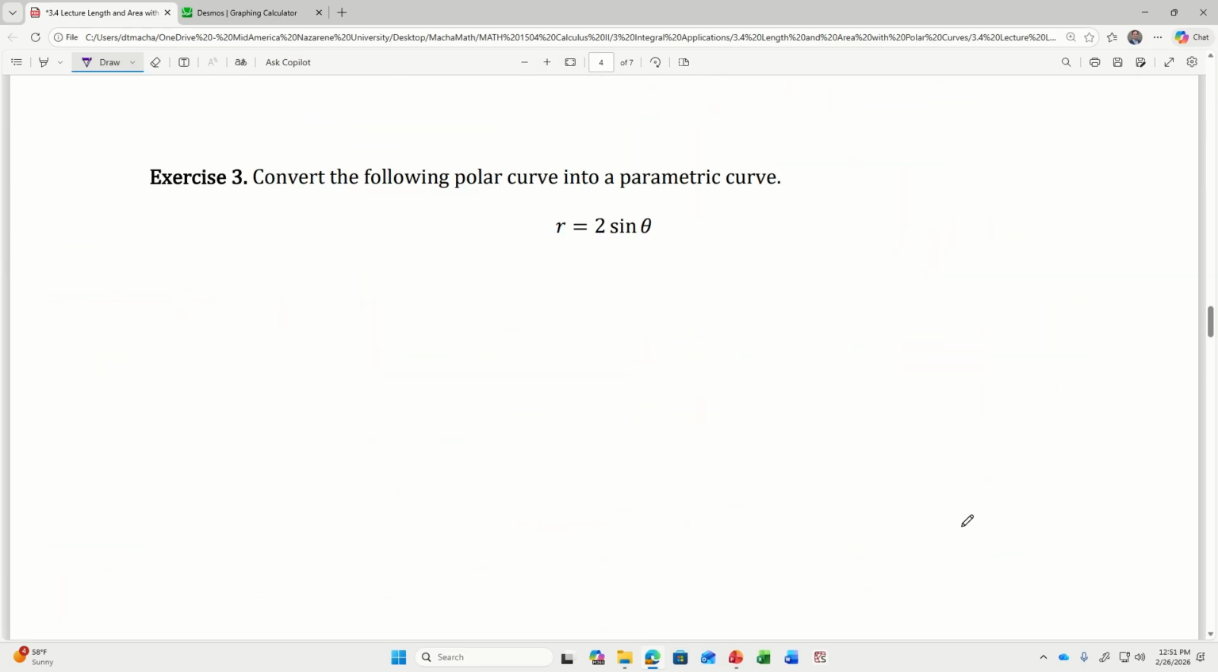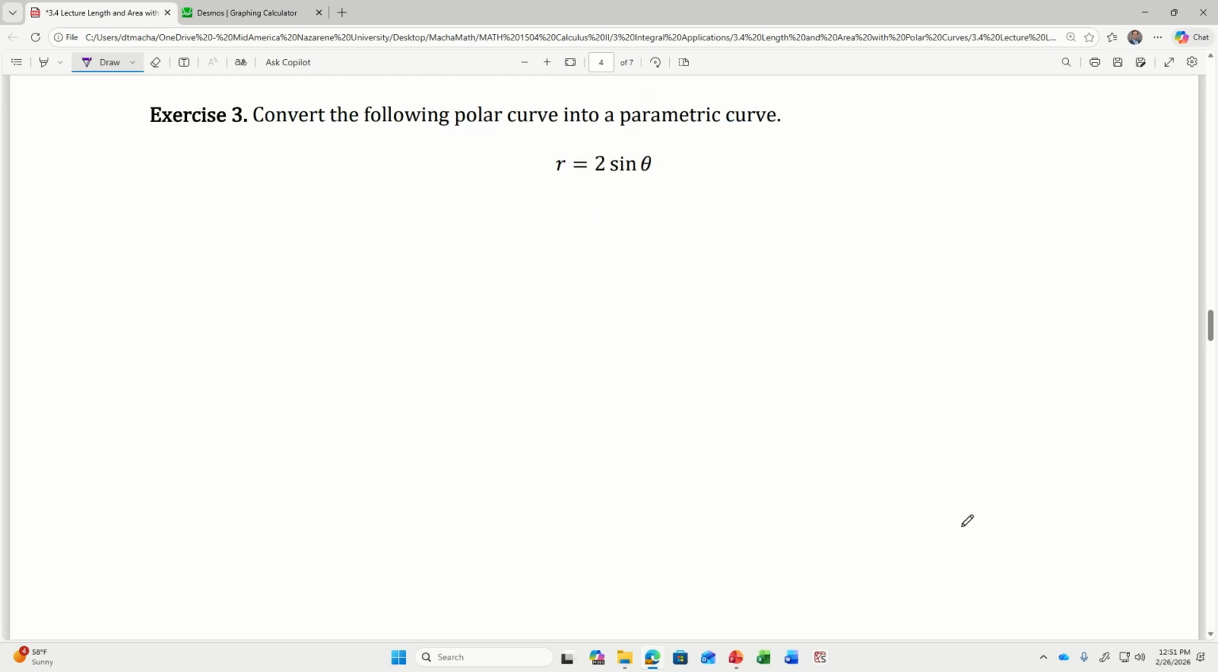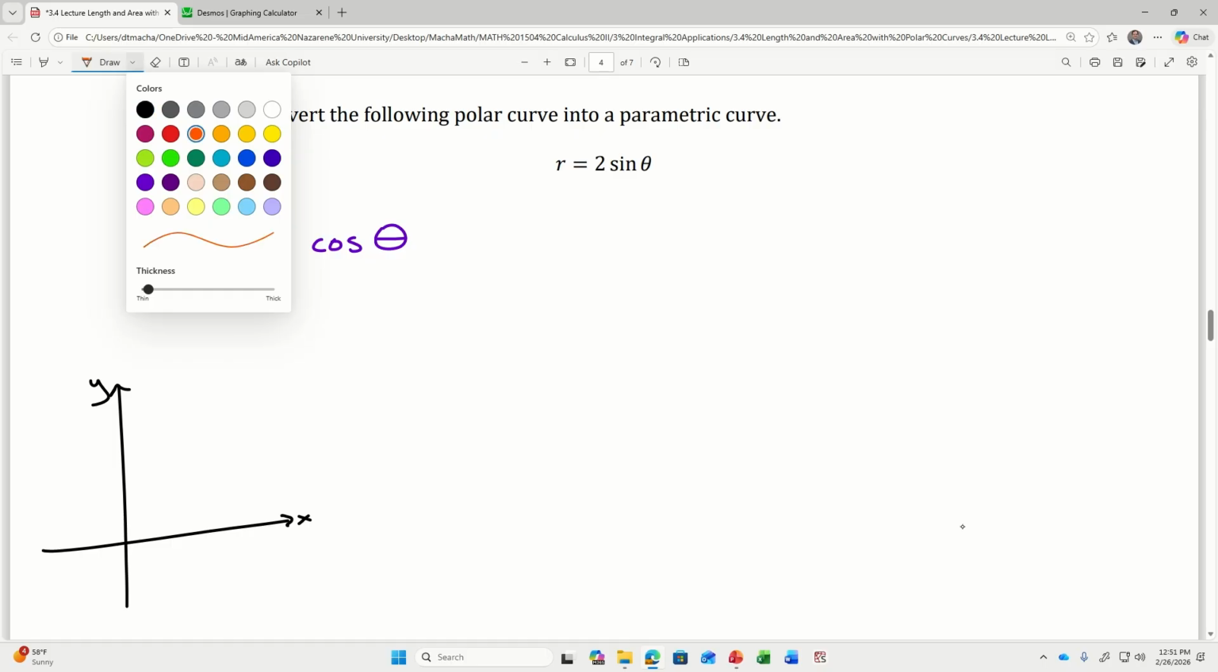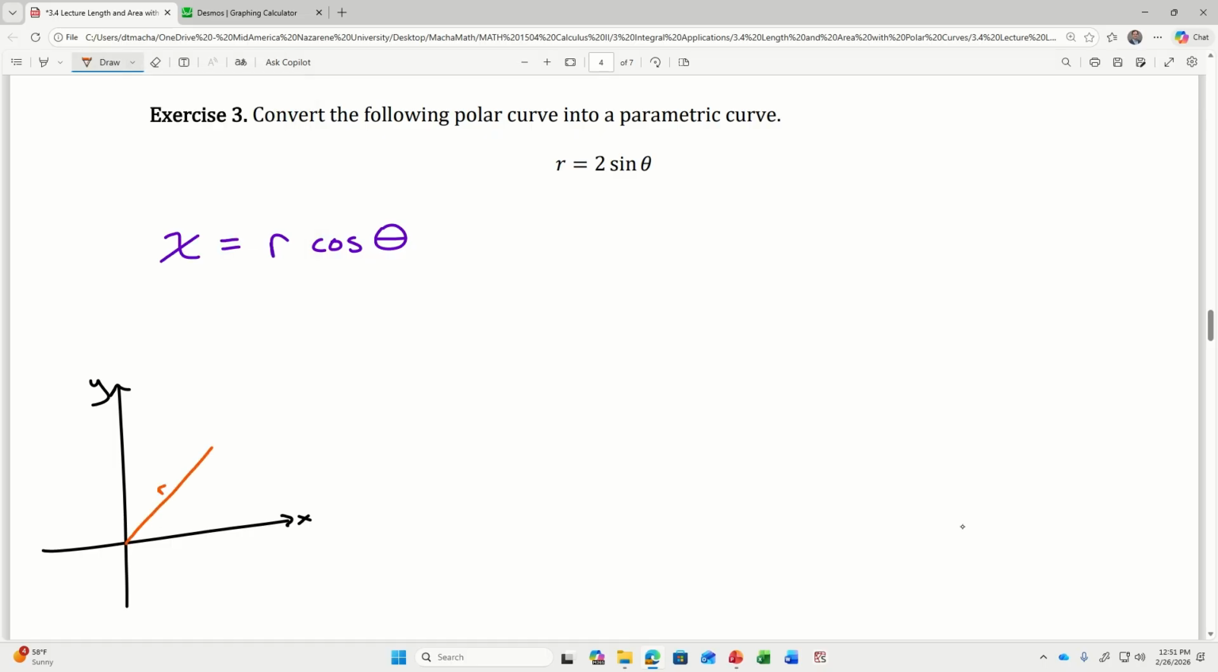Convert the following polar curve into a parametric curve. We did this before, on like the first week of class. So if this sounds familiar, it's supposed to sound familiar. The trick is x is equal to r times cosine theta. Because if we have an xy plane like this, here is a line segment with length r making an angle of theta with the positive x-axis.